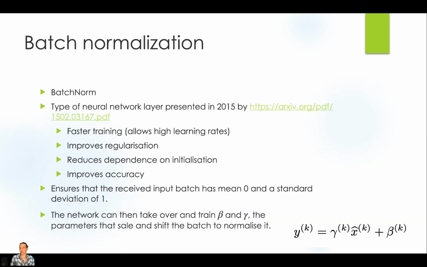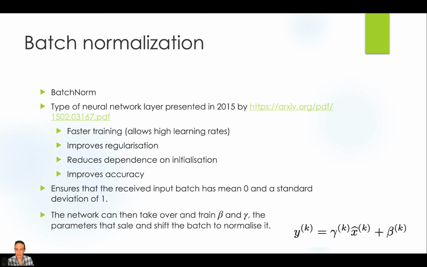So another great regularization method is batch norm. Batch norm comes from a paper in 2015. It allows faster training, improves regularization, reduces dependence on initialization of the weights. So sometimes a random initialization of the weights is not the way to go. It improves accuracy. And how is this done?